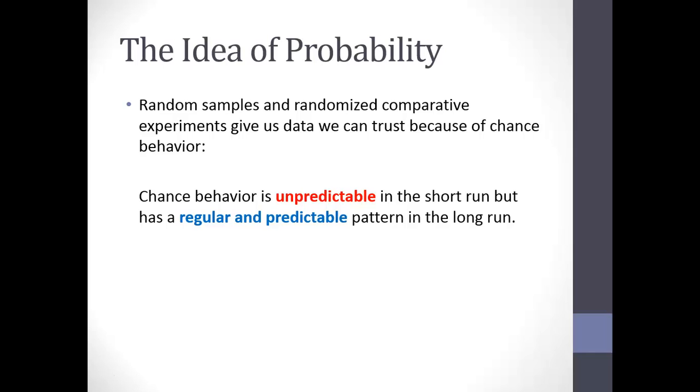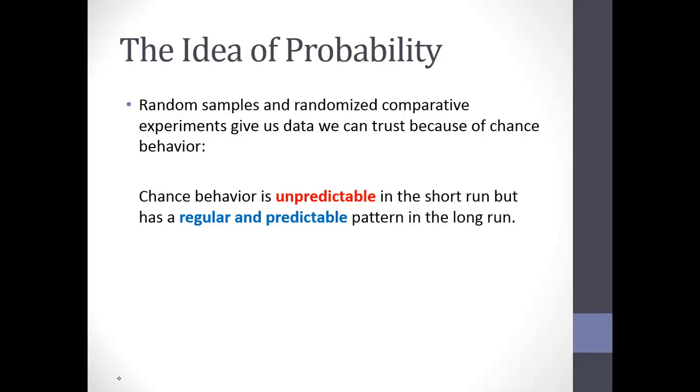And remember the reason that we want random samples, and in chapter 9 we talked about randomizing our treatments and our experiments, is this idea about chance behavior: that it's unpredictable in the short run, but nonetheless has a regular and predictable pattern in the long run. So what we talked about on Friday was how many women are sitting in your row, and if you had more and more people in your row, it would eventually get close to 50% women.